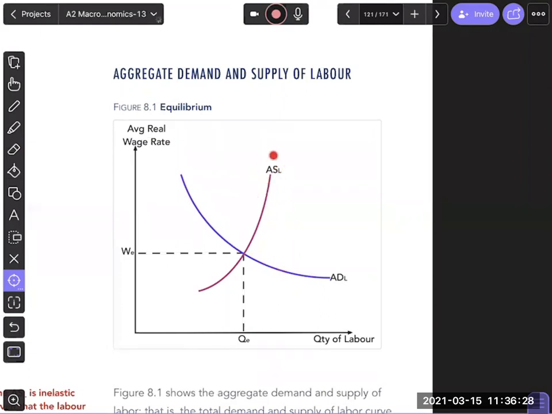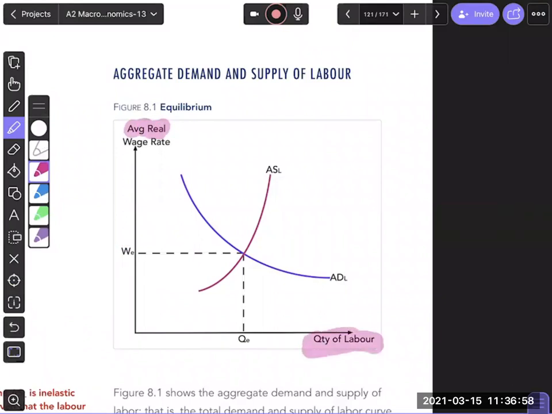So when you look at wage rate, we have what we call the average real wage rate, and not a particular wage rate. Why average? Because we have so many professions. We are aggregating all the demand of professions and aggregating all the supply, and that's why I have an average real wage rate. And why real? Real would mean it will account for inflation. Average would mean it will include all the professions. And on the x-axis, I have quantity of labor. How many people are out there?